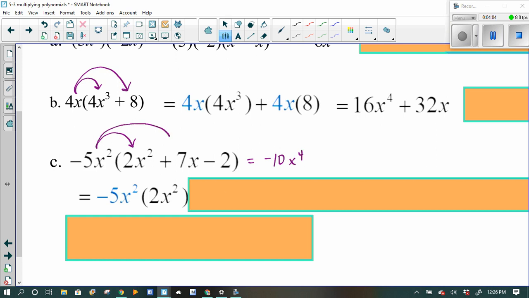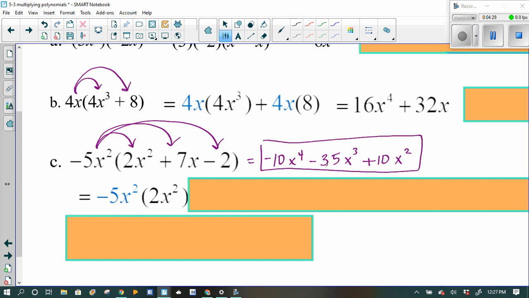Then I would multiply this one. Negative 5 times 7 is negative 35. X squared times x is x to the 3rd, because remember, you're adding your exponents. Then I would multiply the last piece. Negative 5 times negative 2 is positive 10. And then I have x squared because there's nothing left. And this is your answer.